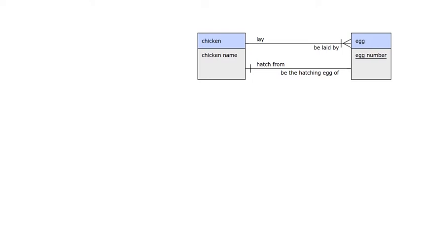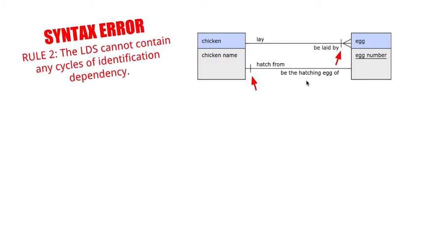Alright, enough about labels. Let's cover something more interesting. Have a look at this chicken and egg problem. This says that a chicken is identified by the egg it was hatched from, but it also says an egg is identified by the chicken it is laid by. We would get into an infinite loop of identification dependency to try to determine the identifier for either of these entities. So this is a syntax error. The LDS cannot contain any cycles of identification dependency.